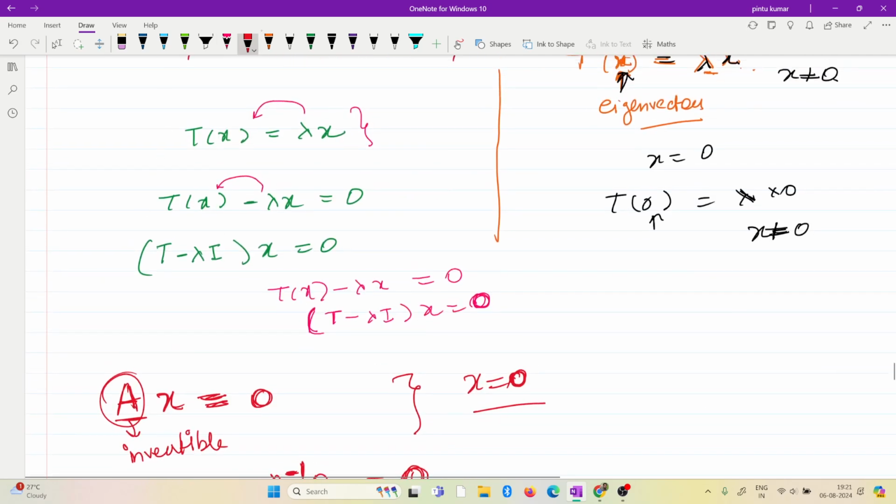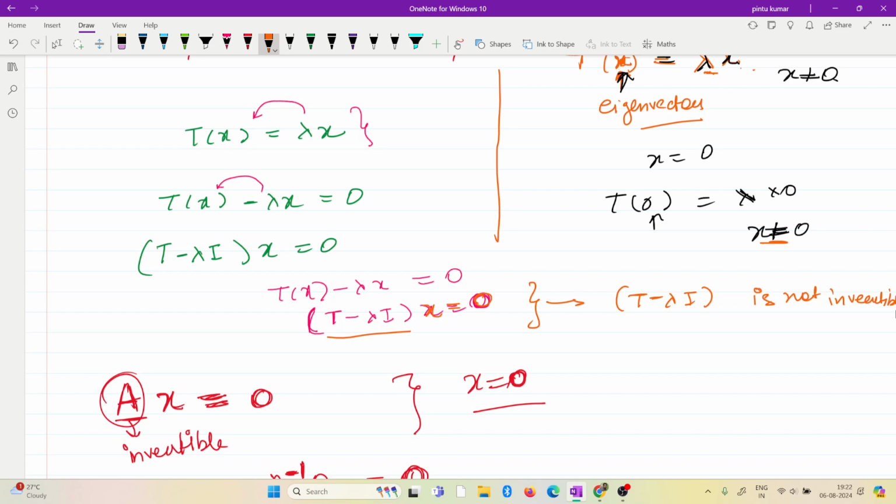Now, what we wanted is that (T minus lambda I) times x is equal to 0, and we also want our x to be non-zero. So what eventually we want is that T minus lambda I is not invertible. This is what we want.